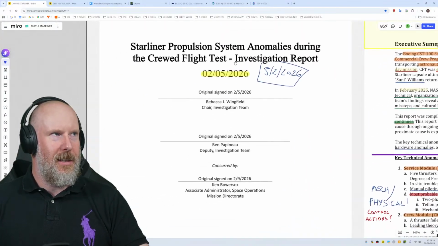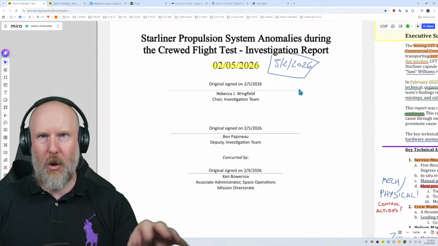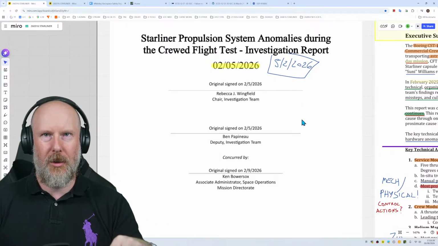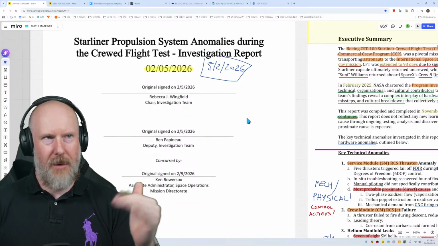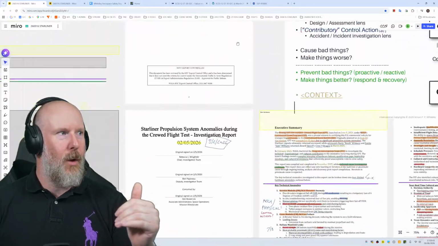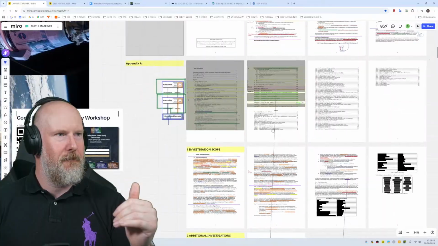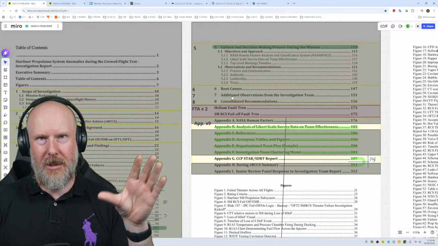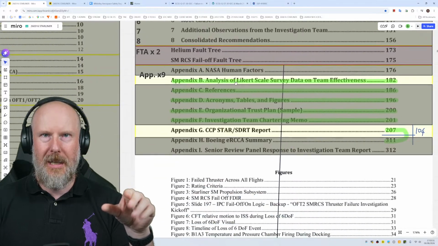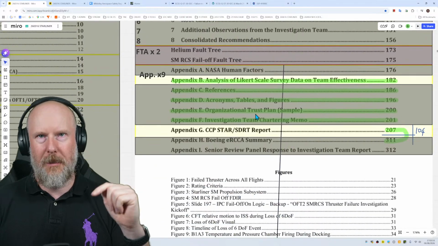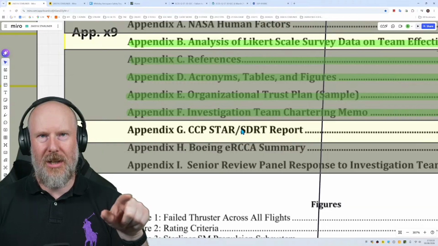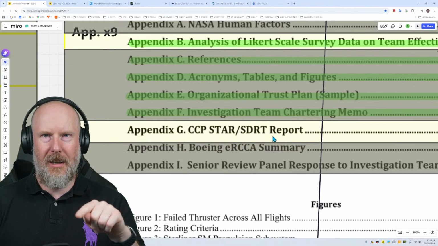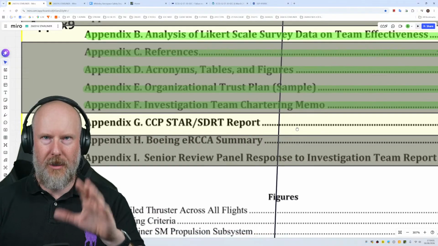So this is the Starliner propulsion system anomalies report from the first crewed flight test in 2024. We've been going through this over the last number of live streams. Where we've got up to is, I'll show you the table of contents. We've done most of the first part all the way through to the main body, and now we're focusing on the appendices. So Appendix G, which is the Crew Commercial Program Star and SDRT report. That's what we're going to focus on today.